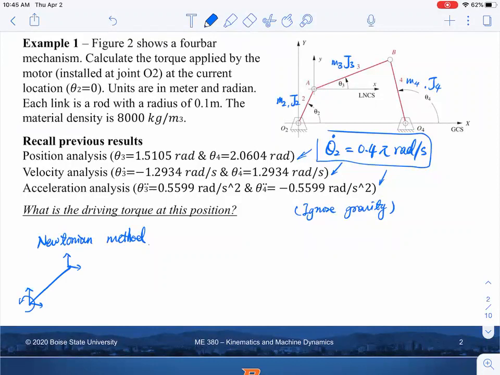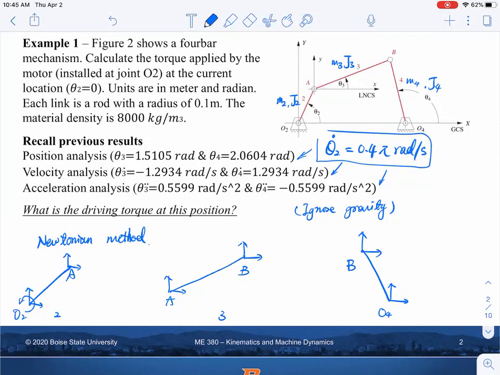And that's link number 2. For link number 3, you only have 2 reaction forces, at A and B. There's no torque at all. But then for link number 4, that's the major difference right now. You have your reaction force at joint O4 and reaction force at joint B. Okay.